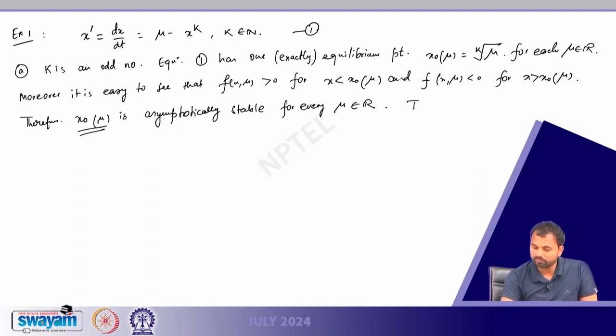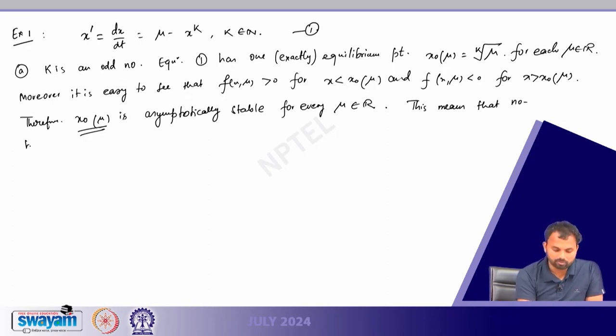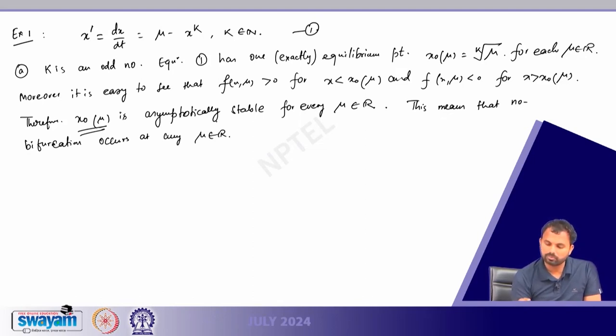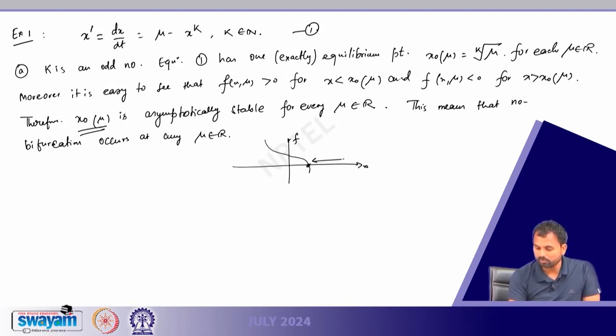And this means that no bifurcation occurs at any mu in R when k is odd, right. So, for example, if you plot this, this is x, this is f, and this will be something like this. So, this is your equilibrium point. On this side, when x is less than x 0 mu, we have f positive.